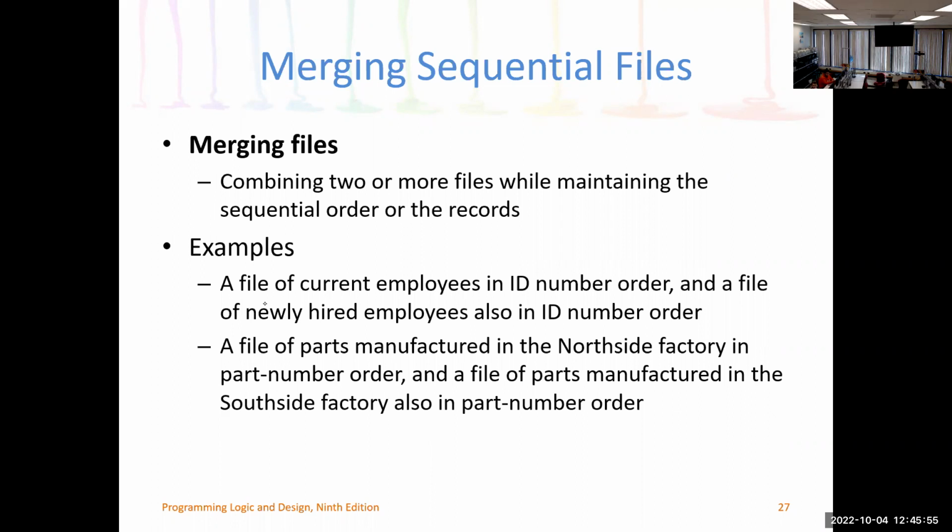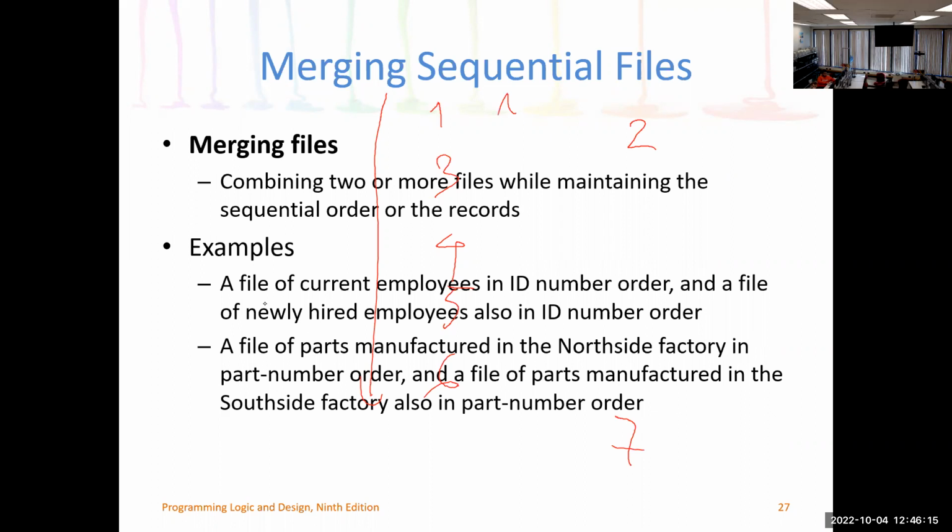So we can think about this one. My current employees are one, three, four, five, six here, in the ID order, right? And new hires here, I have two and seven. So when I merge them together, I can put 1, 2, 3, 4, 5, 6, 7 here, right?